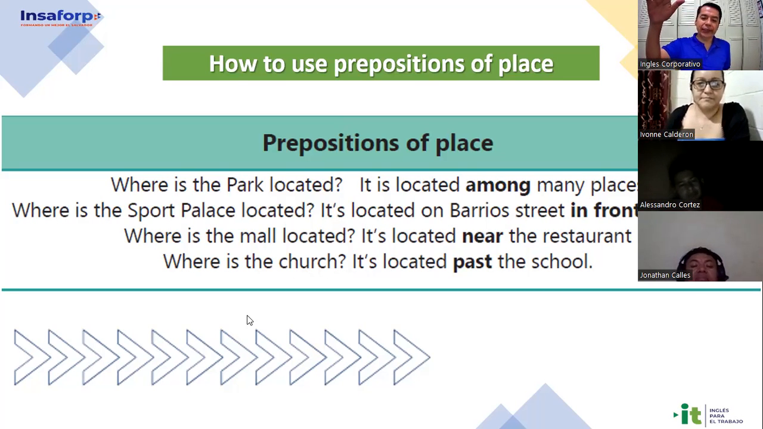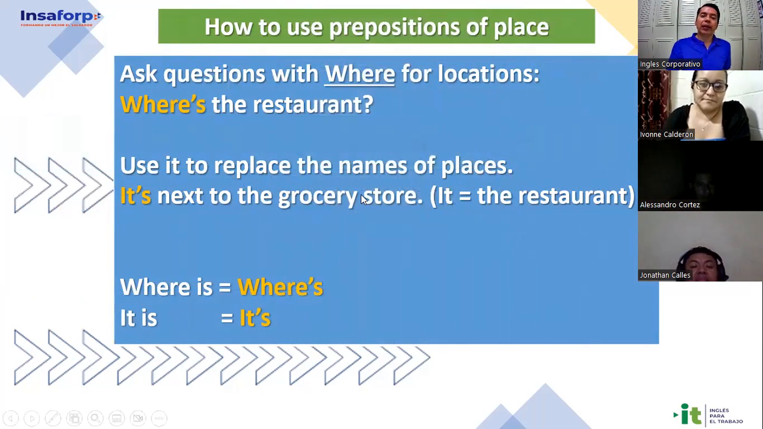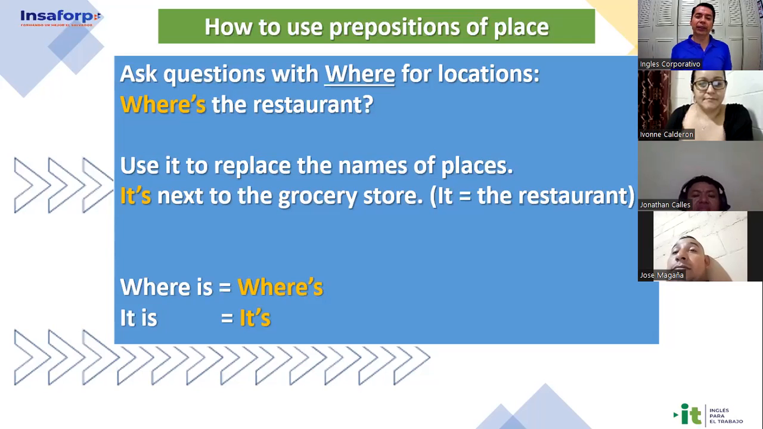My goodness. Excellent pronunciation, right? Now, how to use prepositions of place, right? Ask questions with where for locations. If you want to ask about locations, places, you say where, right? For example, where's the restaurant? Where's the hotel? Where's the mall? Where's the pupuseria? Where's the chilateria? So where's is the same as where is, right?